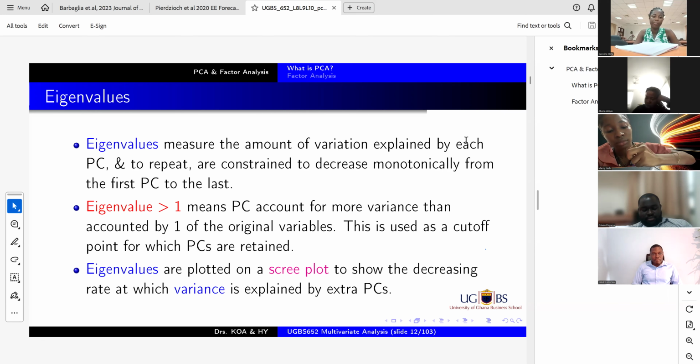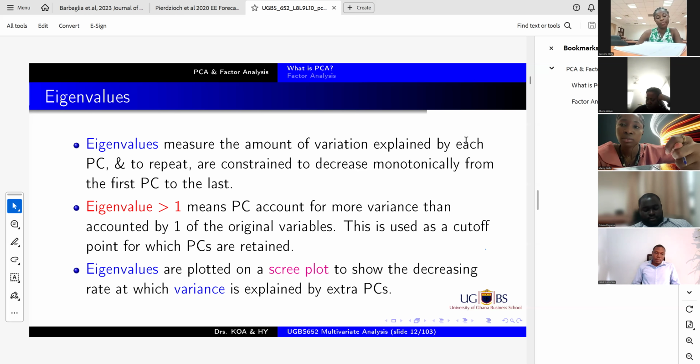The eigenvalues are normally constrained to decrease monotonically. In other words, the percentages fall from the first principal component and keep going down until you get to the last. Now, the eigenvalues are supposed to be bigger than 1, and the first eigenvalue is going to be bigger than the second. When an eigenvalue is 1, it means that that particular principal component accounts for as much variance as the original variable. So you hope and pray that the principal component you have is bigger than 1.